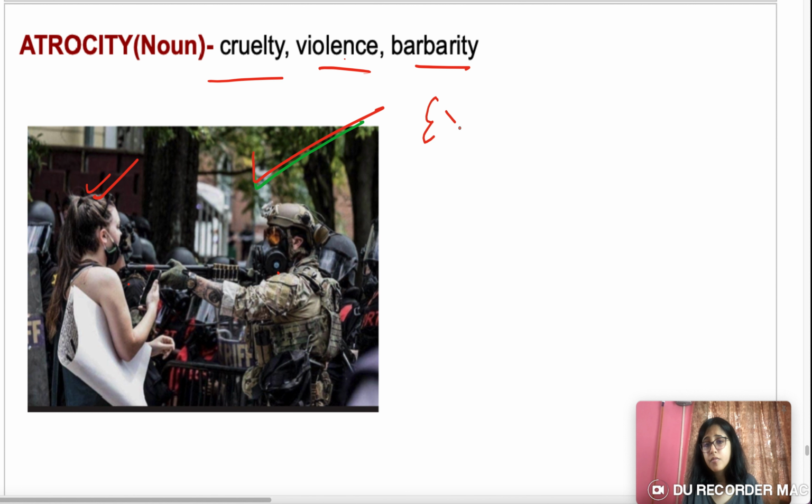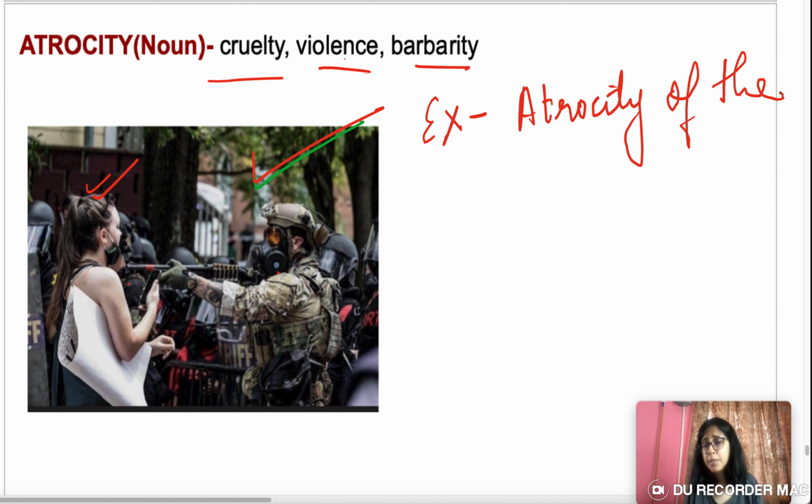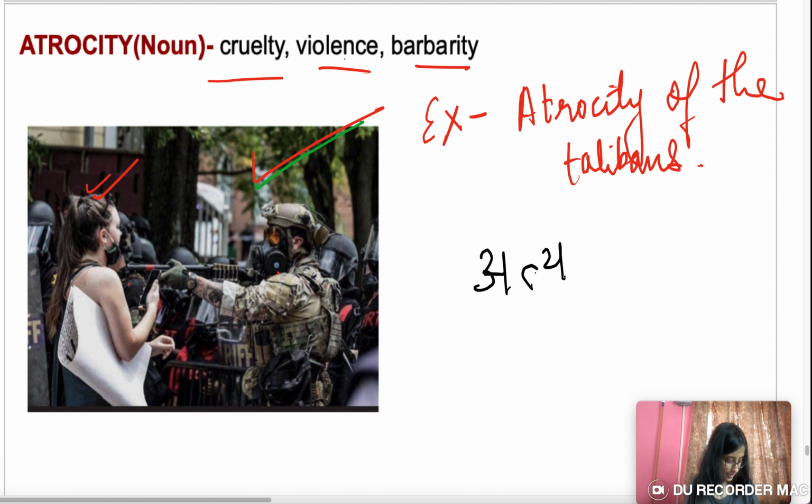Example, atrocity of the Taliban. Okay, in Hindi what can you say? In Hindi we can say atyachar.